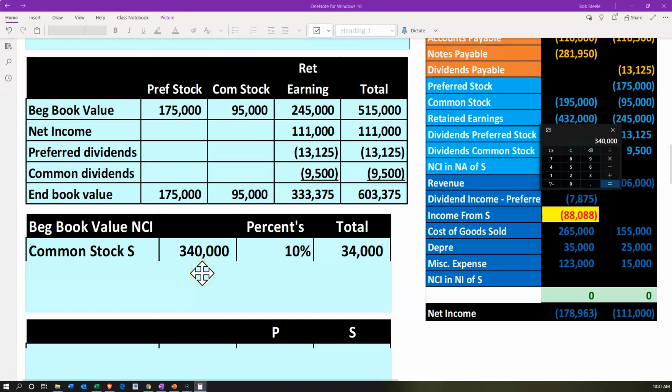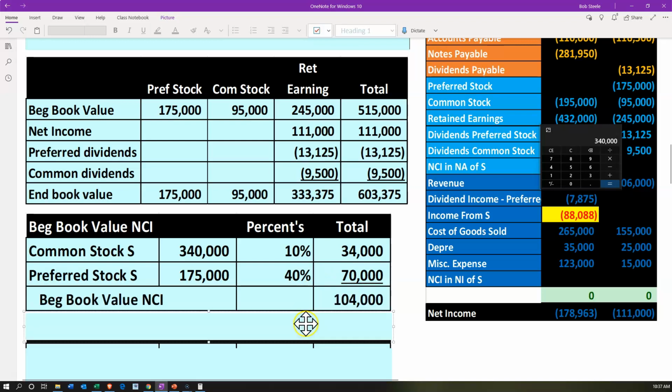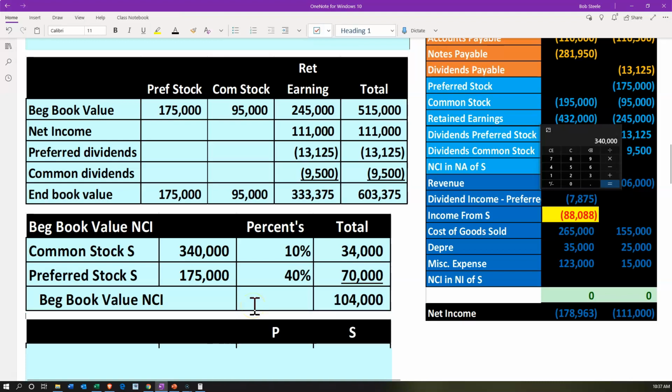And then we're going to take the percents, the non-controlling percent being 10. It's broken out 90-10. So there's the 10% there. Then we have the preferred stock at the 175,000. The 175,000 times the 40%, because recall that the breakout on the preferred stock is that the parent owns 60, so it's a 60-40 breakout for the ownership of the preferred stock. So that's going to be the 70,000, and if we add this up, we're at the beginning book value of the non-controlling interest, which is this 104,000.